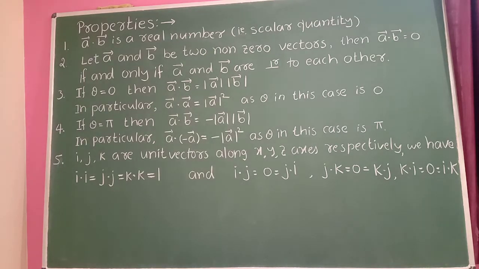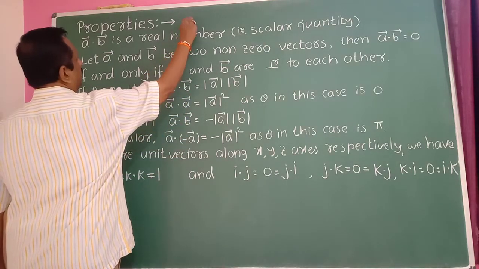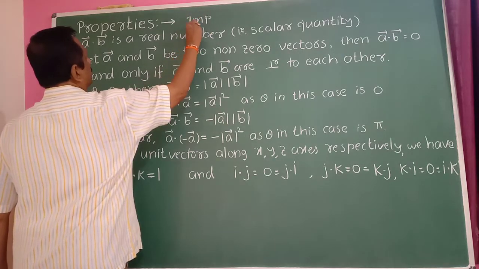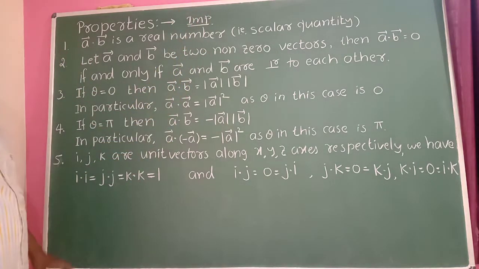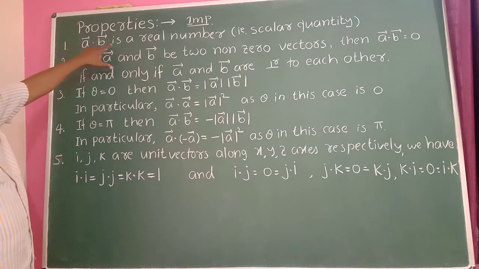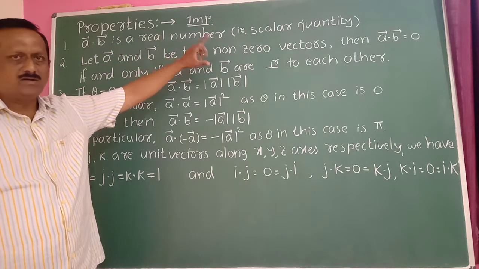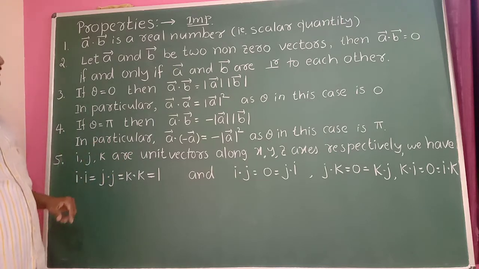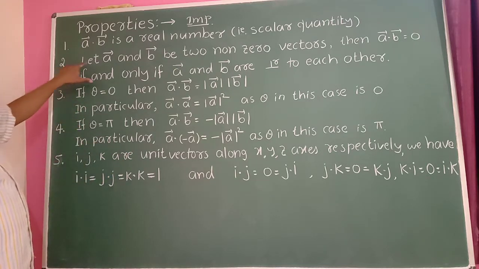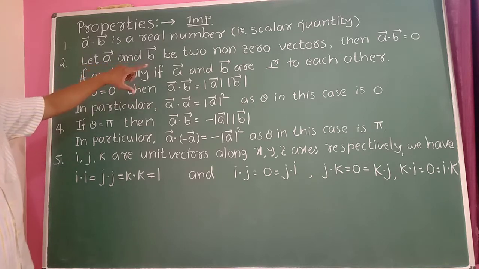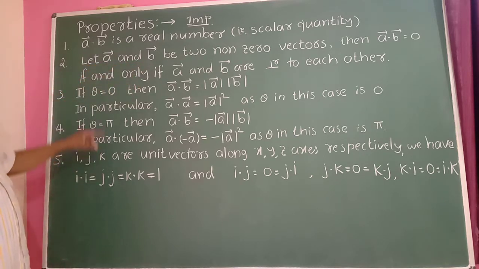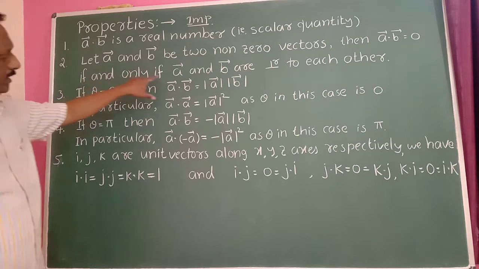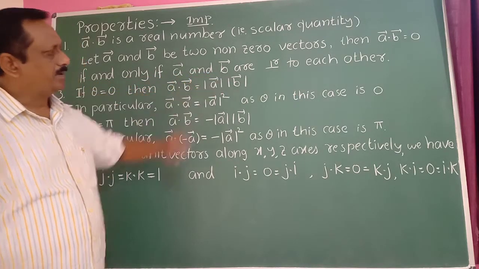So, properties of dot products. These are very important properties because examples depend upon these properties only. Therefore, these are very important properties. First, a bar dot b bar is a real number, which means it is a scalar quantity. In this case, the product of two vectors is again a scalar quantity. Second one, let a bar and b bar be two non-zero vectors, then a bar dot b bar is 0 if and only if a bar and b bar are perpendicular to each other.